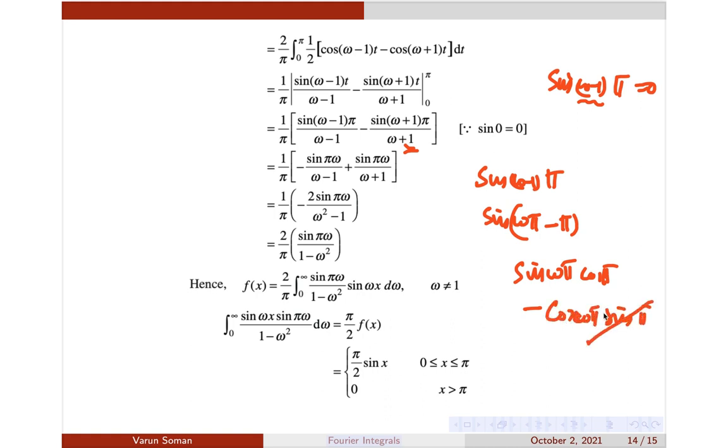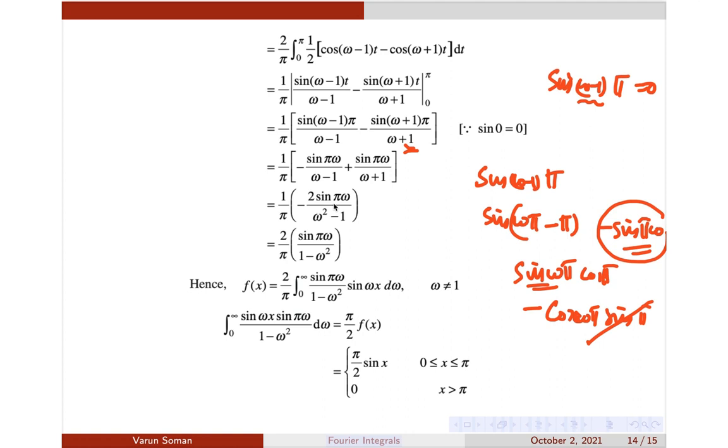Sine pi is 0 and cos pi is minus 1, so it will simply become minus sine pi omega. Or you can use the product rule also. So sine(omega minus 1) pi is actually minus sine pi omega, and similarly sine(omega plus 1) pi: sine omega pi cos pi plus cos omega pi sine pi, where sine pi is 0 and cos pi is minus 1, so it becomes minus sine pi omega. Similarly you will have omega minus 1 and omega plus 1 here.